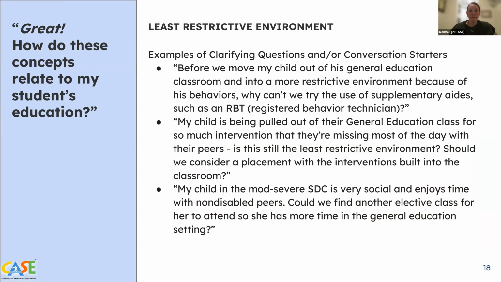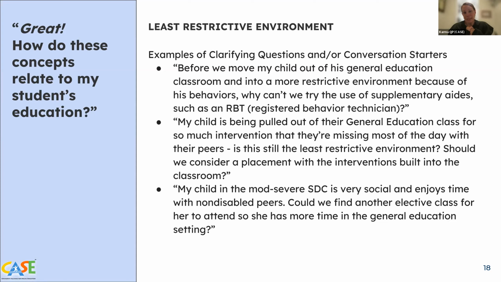Okay, so how do we clarify or start the conversation on the least restrictive environment? Here are some examples. Before we move my child out of his general education classroom and into a more restrictive environment because of his behaviors, why can't we try the use of supplementary aids, maybe a registered behavior technician? Or perhaps you would say, my child is being pulled out of their general education class for so much intervention during the day that they're missing most of the day with their peers. Is this really the least restrictive environment? Should we consider a placement with the interventions built into the classroom?